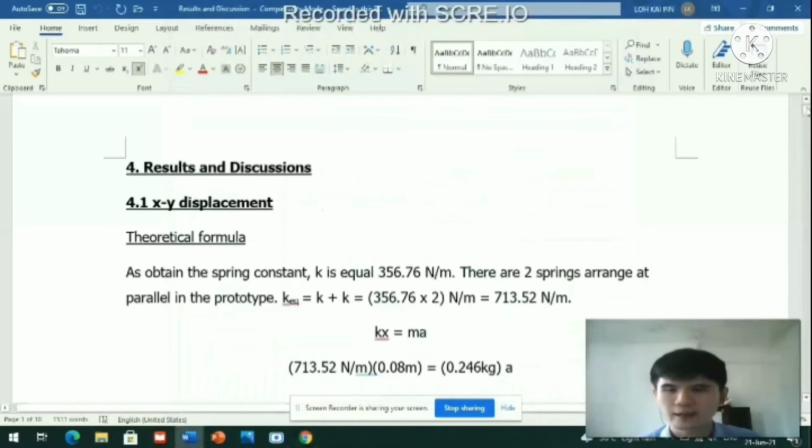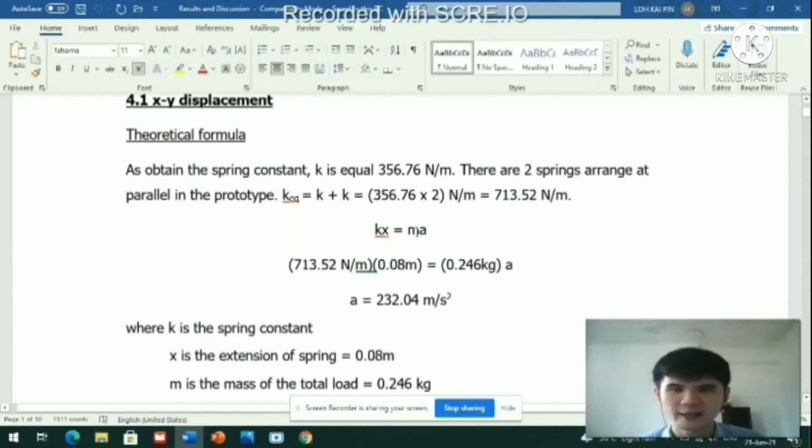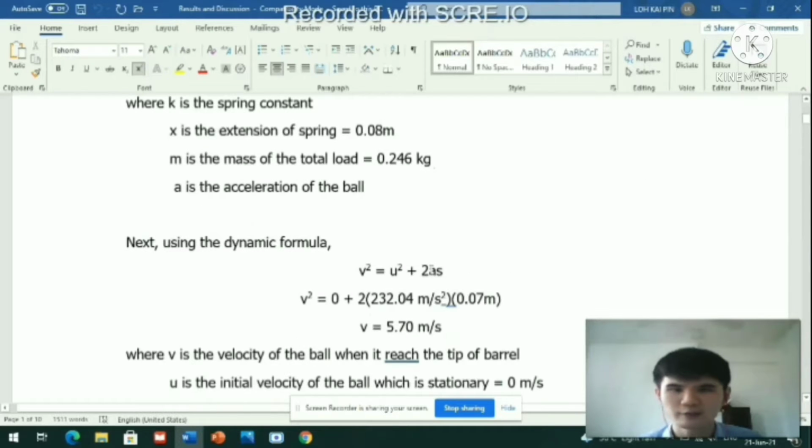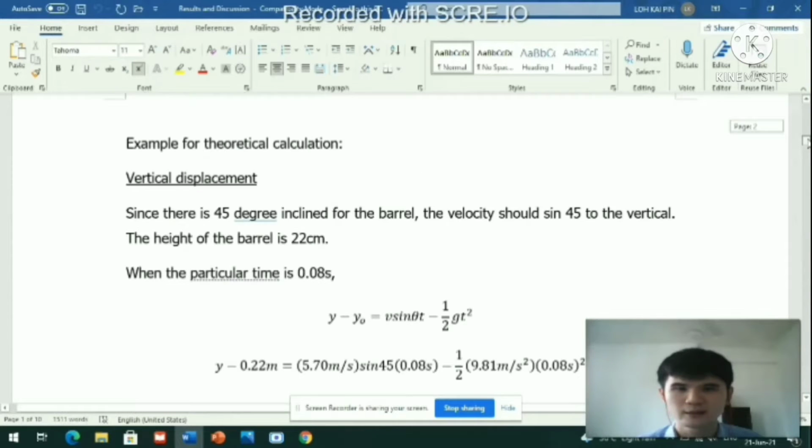I would like to present how to extract the data by using both theoretical and experimental methods. First of all is the XY displacement by using the theoretical formula. We use the spring force, kx equals ma, to find the a, and by using the dynamic formula, as we know the a, we can find the v. There are two displacements, right? Because we use the front plane only, there is an x and y. The dynamic formula also is given, so we can find the y and the x displacement.